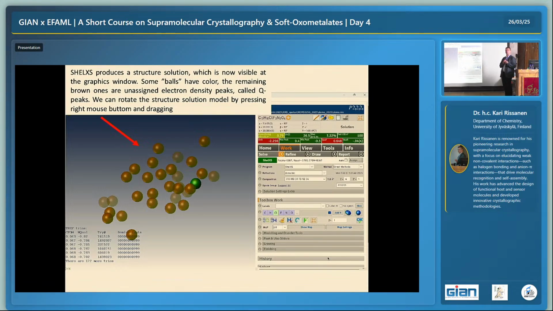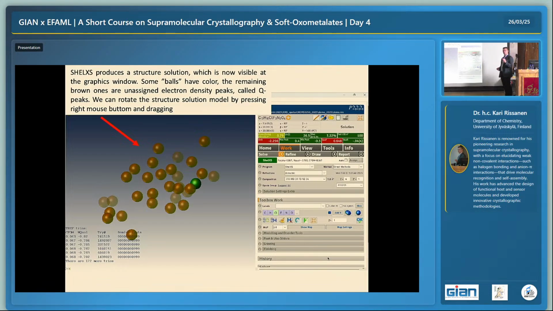Now it's our job to look: does it look reasonable? Was the guess for the phases mathematically close, so close that we can see a reasonable chemical structure? This reasonable chemical structure means electron density. And now the electron density is presented as brown balls. So the idea is now visible. Some balls have color. The remaining brown ones are assigned electron density peaks.